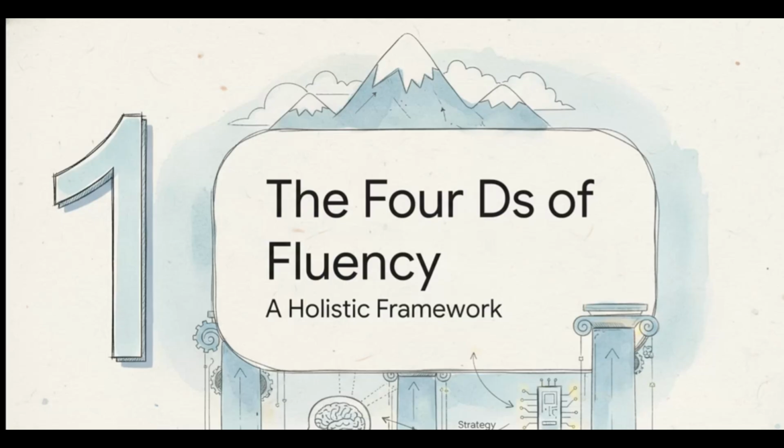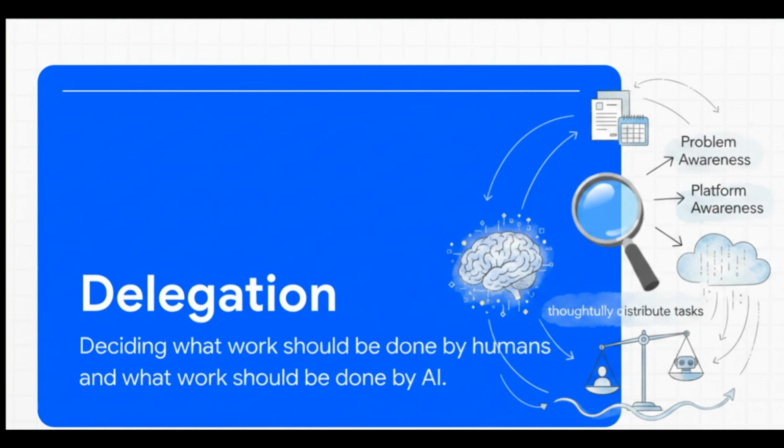All right, let's kick things off with Section 1, the 4 Ds of fluency, a holistic framework. Before we even think about touching a keyboard, we've got to master the fundamental philosophy of AI fluency. Think of these as the 4 pillars that support all successful human-AI collaboration. And the first D is delegation.